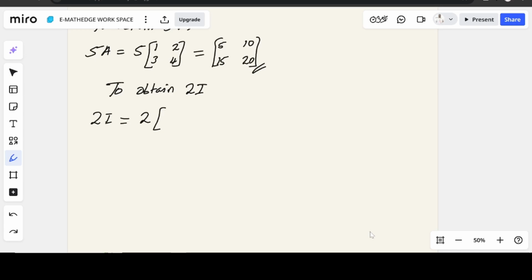Therefore, we are introducing a 2 by 2 identity matrix as well, where we have it to be 1, 0, 0, 1. So if you are to multiply the scalar value, which is 2, by this identity matrix, we are going to have 2 multiplied by 1 is going to give us 2. 2 multiplied by 0 is going to give us 0. 2 multiplied by 0 is going to give us 0. 2 multiplied by 1 is going to give us 2.